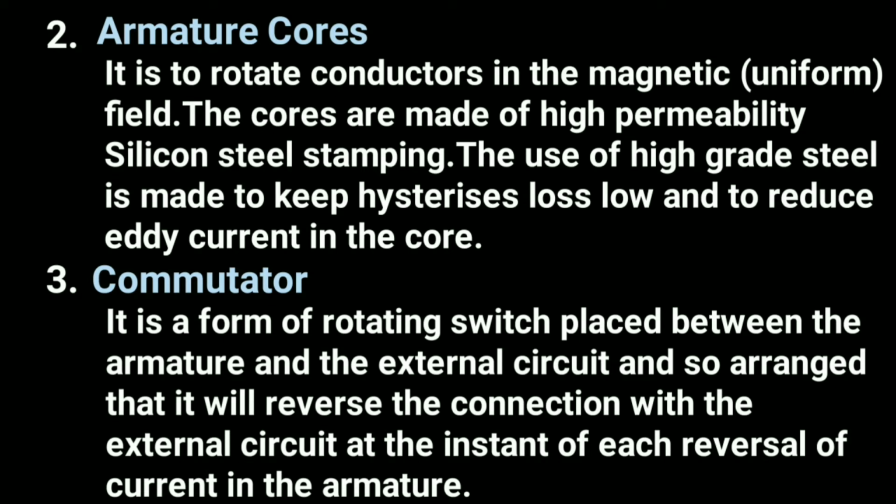Second, the armature core. It is to rotate the conductor in a uniform magnetic field. The cores are made of high permeability silicon steel stampings. The use of high grade steel is made to keep hysteresis loss low and to reduce eddy current in the core.